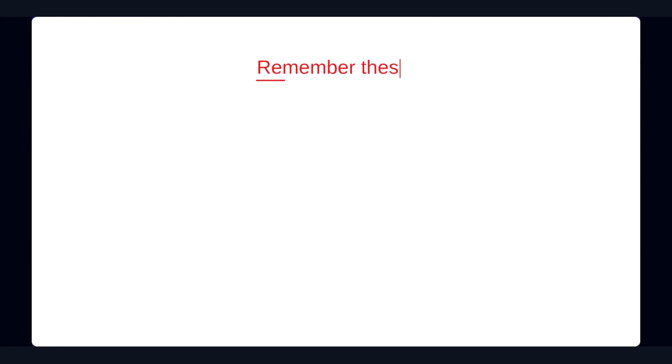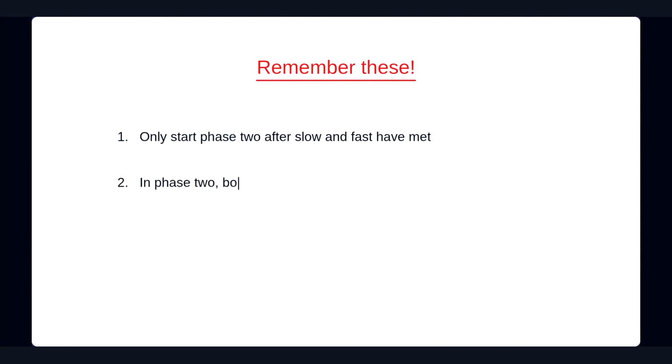3 things. First, only begin the second phase once slow and fast have actually met inside the loop. Second, in that second phase, both pointers move just one step each, not 2. And third, if fast reaches nothing, there is no loop, so return nothing.